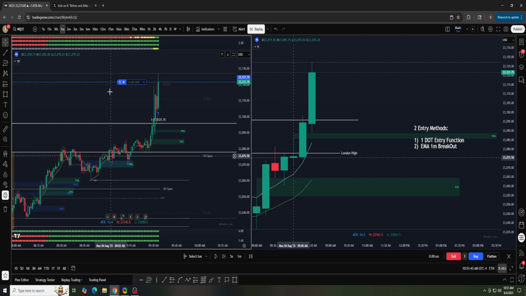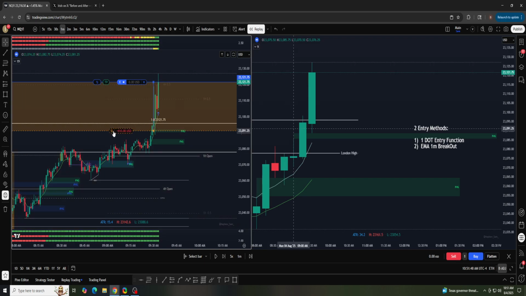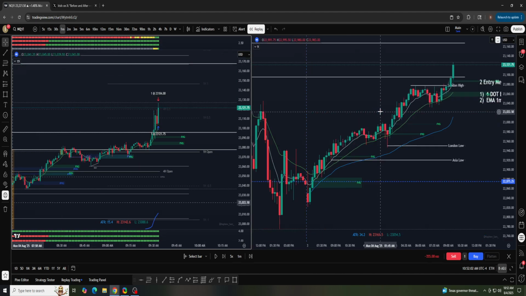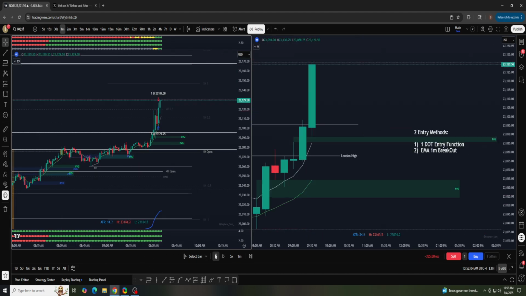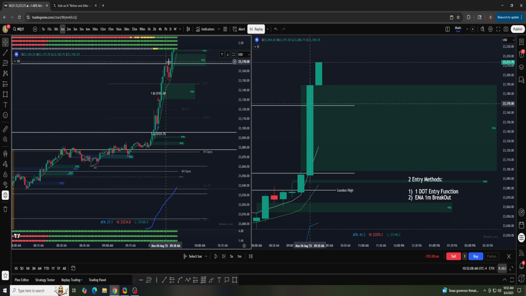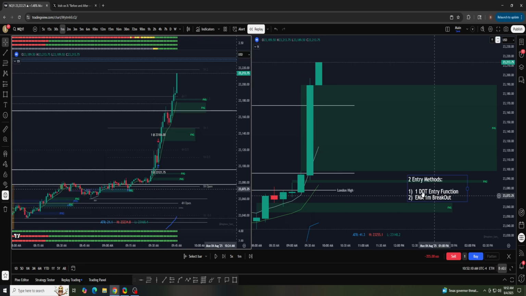The ATR was about 15 points, round up, call it 17 points-ish. Close enough for government work. And then you have an obvious liquidity target that I pointed out. And so you can see, I screwed this up, but you can see that the price target was set. So that is the one dot entry function.